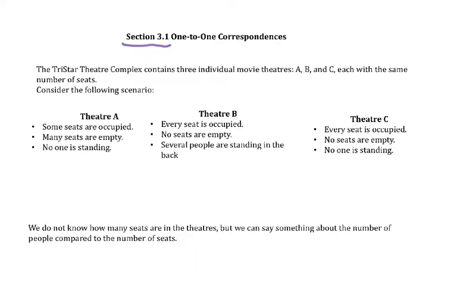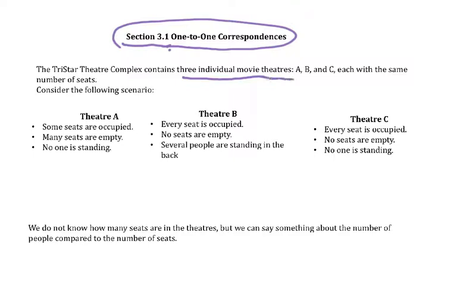This is an example I like to use to help us understand what a one-to-one correspondence is. So, here we go. Imagine that there is this theater complex. I'm calling it the TriStar Theater Complex. And there are three movie theaters. I'm just calling them A, B, and C.